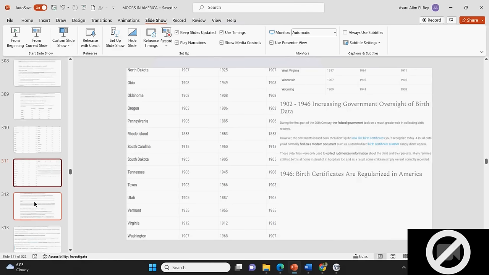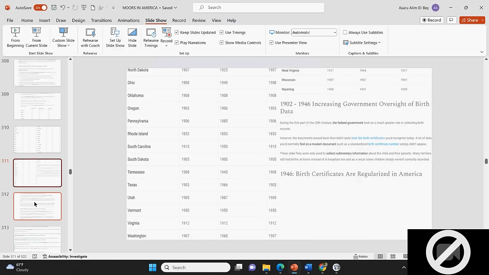North Dakota, 1907. Ohio, 1908. Oklahoma, 1908. Oregon, 1903. Pennsylvania, 1906. Rhode Island, 1853. South Carolina, 1915. South Dakota, 1905. Tennessee, 1908. Texas, 1903. Utah, 1905. Vermont, 1955. Virginia, remember Virginia, 1912. 1912, y'all. Washington State, 1907. West Virginia, 1917. Wisconsin, 1907. Wyoming, 1909. All right. It says between 1902 to 1946, an increase in government oversight of birth data.